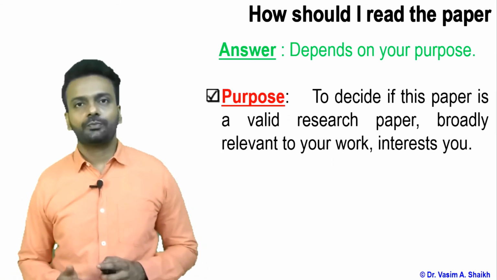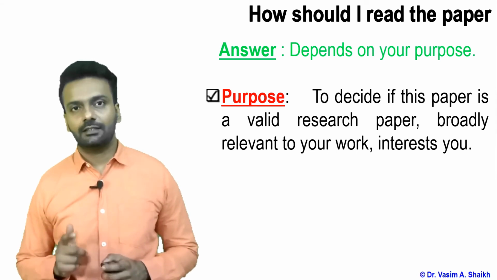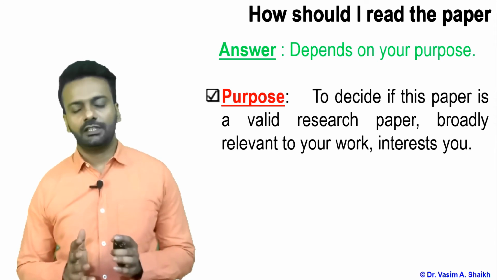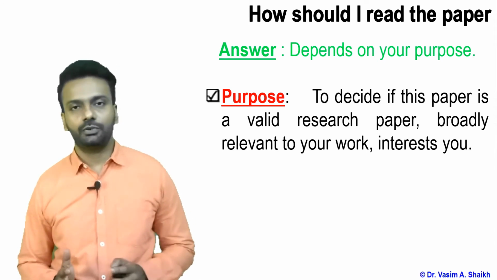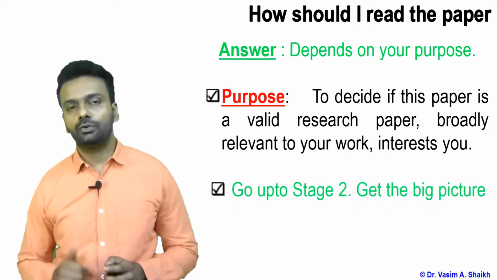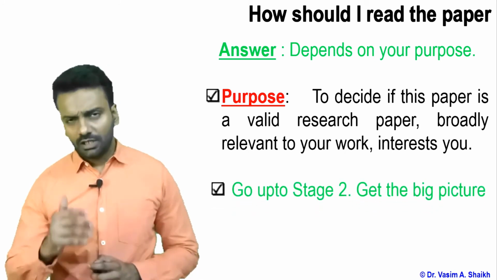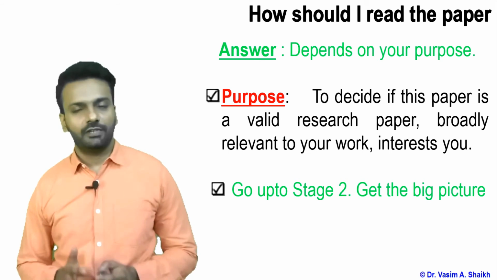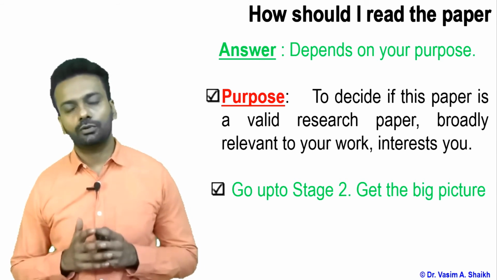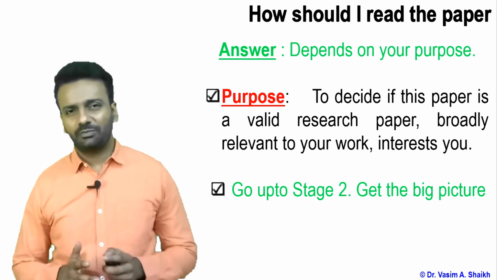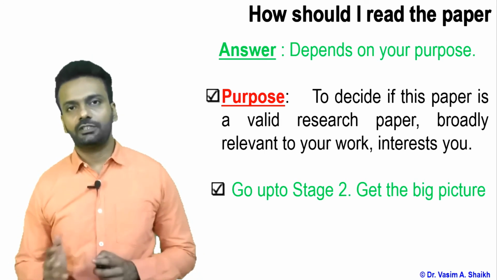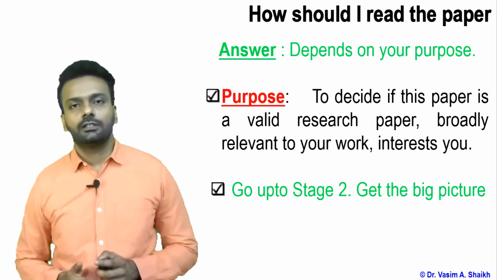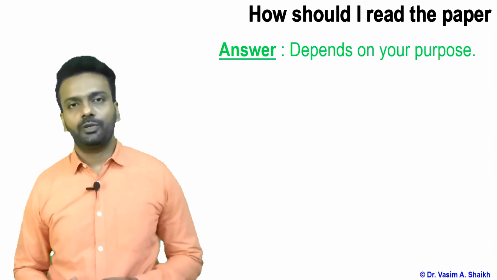Suppose you want to decide if this paper is a valid research paper, whether it is relevant to your work, and whether it has some interesting points which you can take. So then what to do? You need to go to stage 2 to get the big picture. Unless you reach stage 2, it is very difficult to understand whether the work is relevant to your work or not. Only going through the abstract and the headings is not sufficient. You have to take a different approach and go to stage 2 to find out whether that paper is relevant to your work or not.